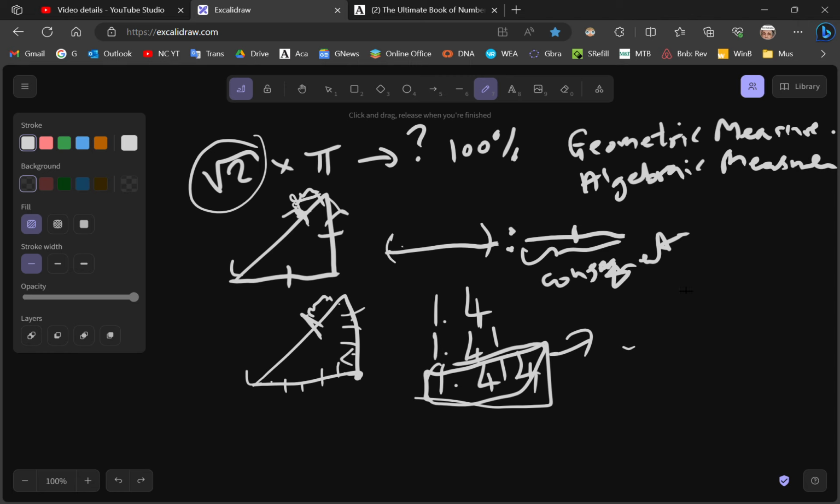We take the measure of the ratio, okay? In other words, you take the measure of the diagonal, this part here, the whole part, to the side. And we say it's approximately 1.4 or 1.414.